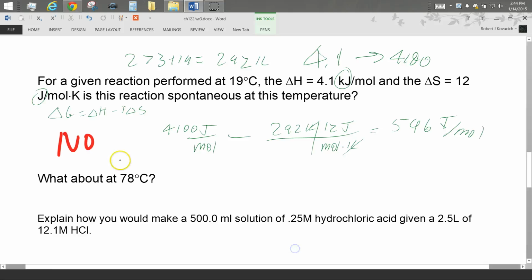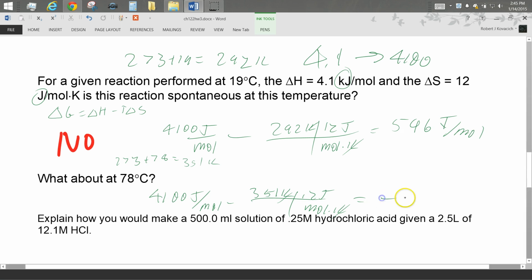So now I got to take this 273 and add 78 to it. So 351, okay. So then I'll put 4,100 joules per mole minus 351 K times 12 joules per mole Kelvin. The Kelvins cancel out. And this time I get a negative 112 joules per mole. So what's the answer this time?